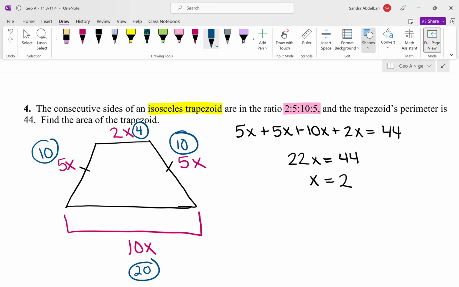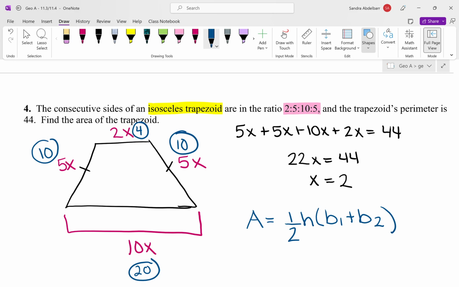Right. Now that we know the side lengths, I'm going to write out the formula for area of a trapezoid. Area of a trapezoid is half the height times, open your parentheses, base 1 plus base 2, close your parenthesis. Do I have base 1? Yes. Do I have base 2? Yes. Do I have a height? No. Why is the height not 10?